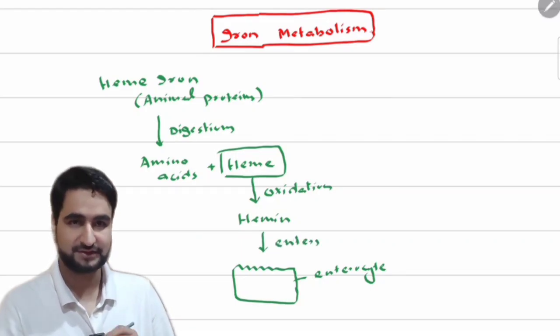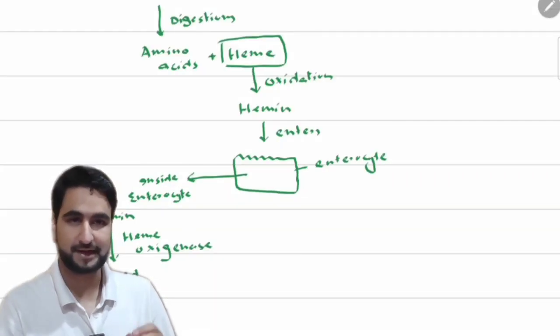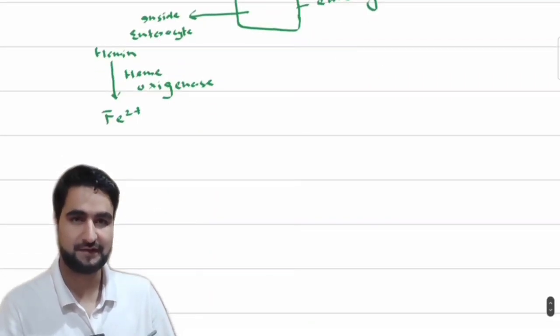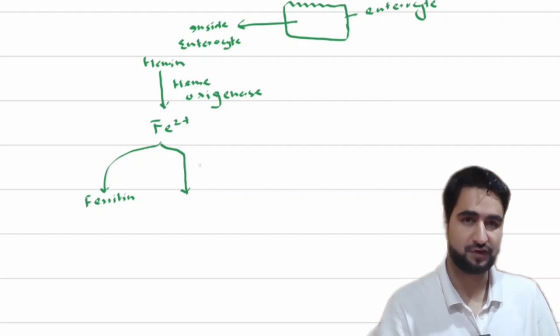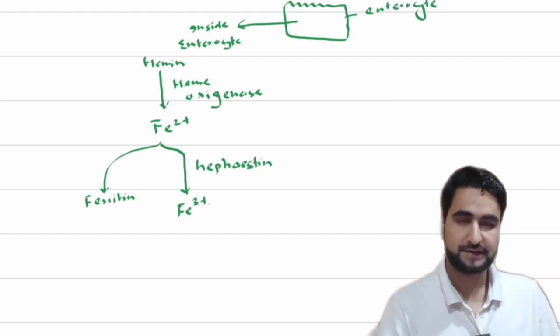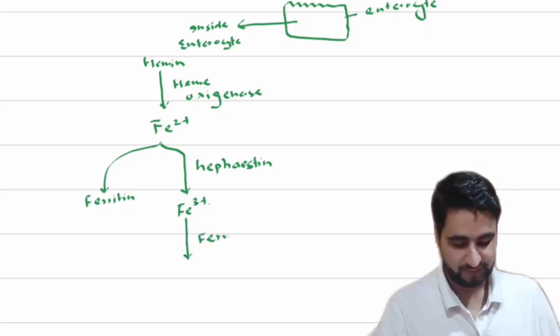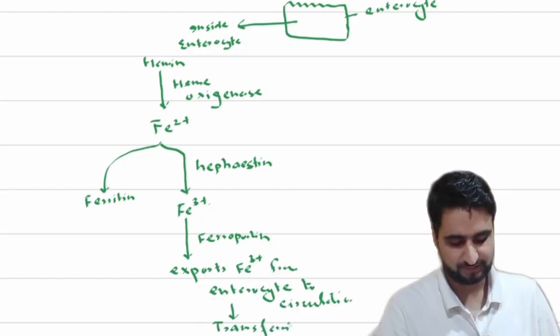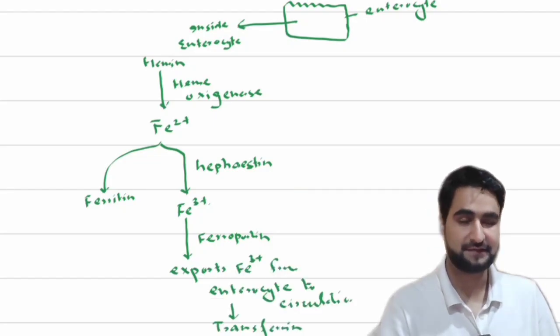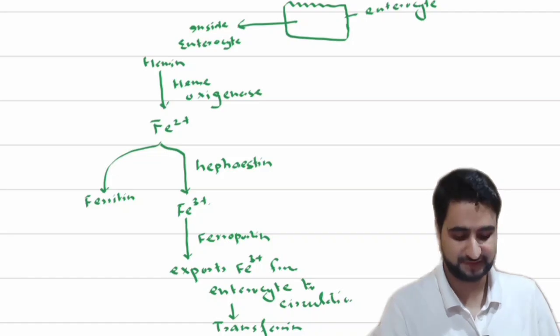And inside enterocytes, this hemine is acted upon by heme oxygenase and is converted to Fe2 positive, that is the ferrous form of iron. Or with the help of hepcidin, it is converted to the ferric form, that is Fe3 positive form. This ferric form is transported to the circulatory system via ferroportin. Ferroportin is an export protein that transports Fe3 positive from enterocytes to circulation. And in the circulation, this Fe3 positive form binds to transferrin.